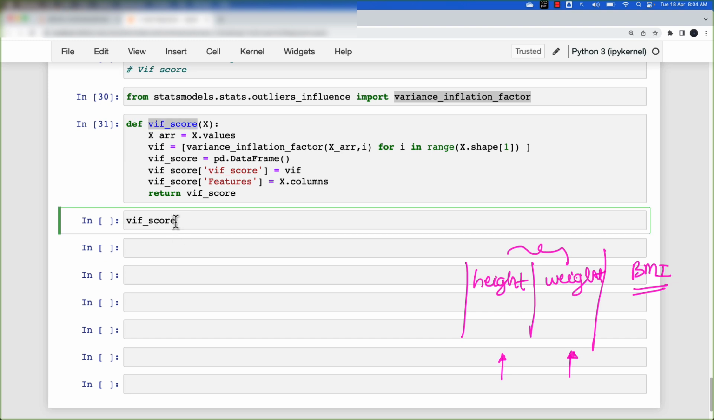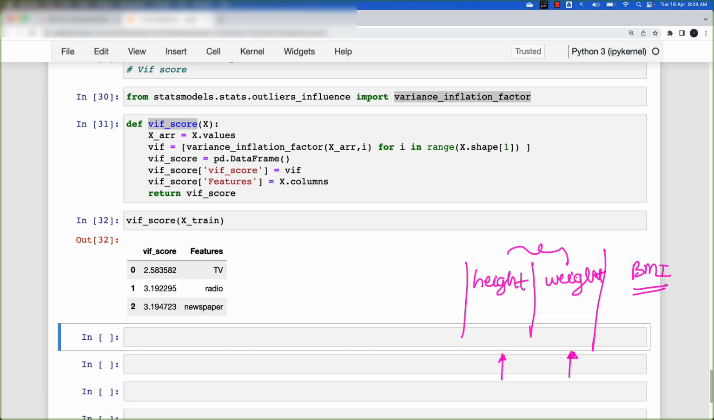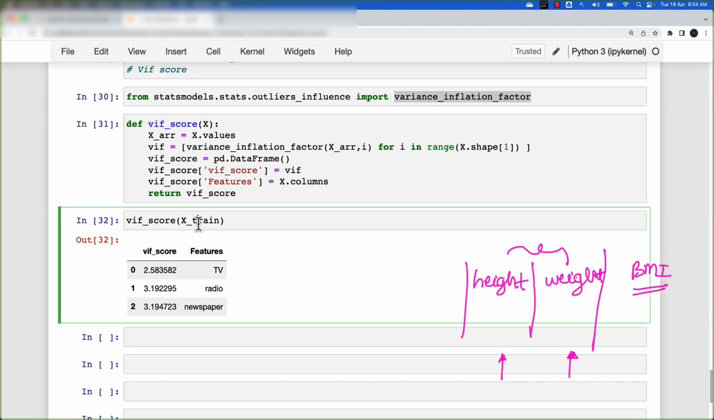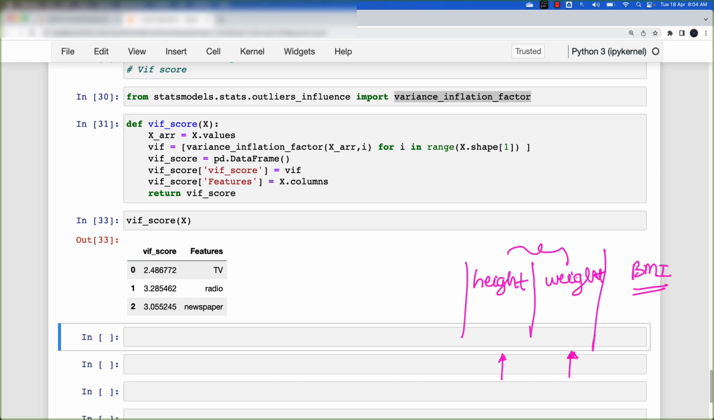Now for this function, I'm going to send in my xtrain. This will help me calculate the VIF score on my given data set. In the given example, I've sent in my xtrain, or instead of xtrain, you can also send the X as well. If I send in my data set, this gives me the value of the variance inflation factor.